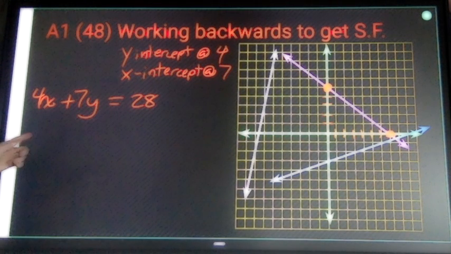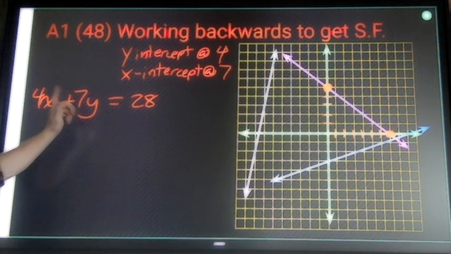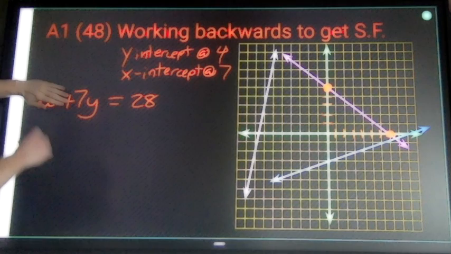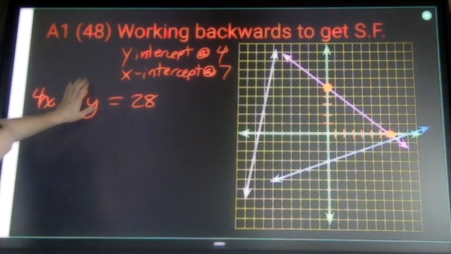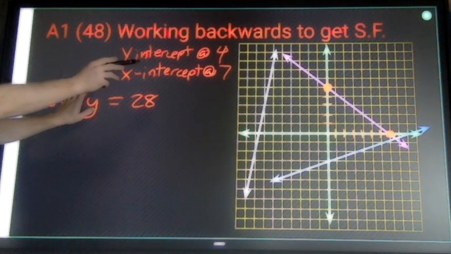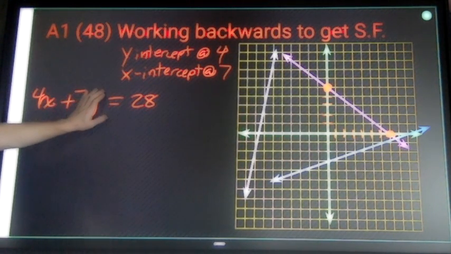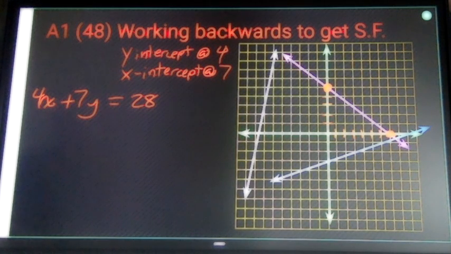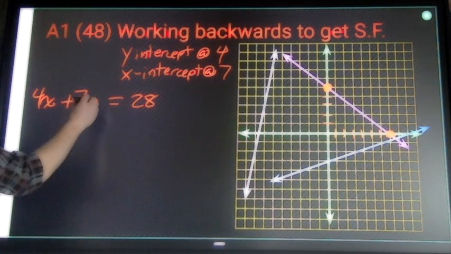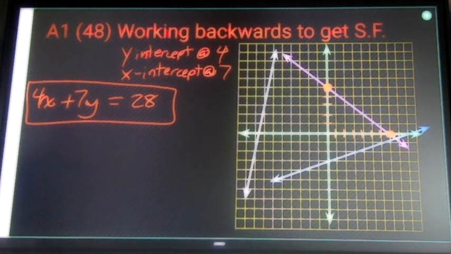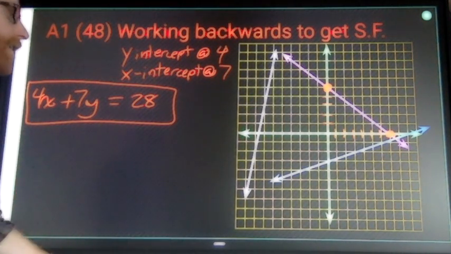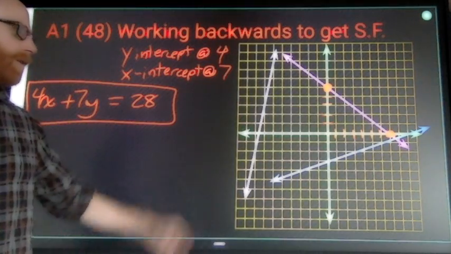All right, and if you look at this, when x is 0, y is 4. When y is 0, x is 7. So it's a very simple way to create an equation in standard form from a graph. Hit pause, see if you can do that with the blue line, and then we'll talk about this white one.